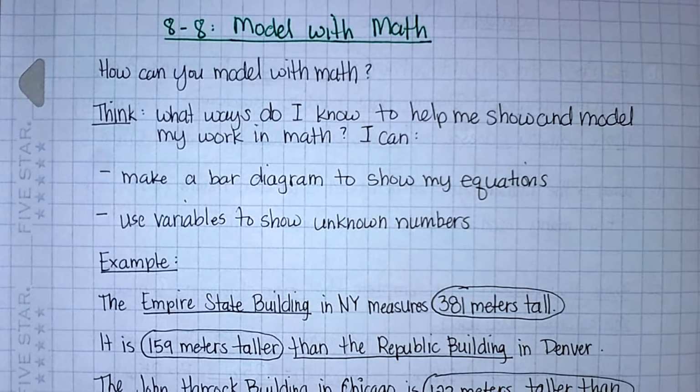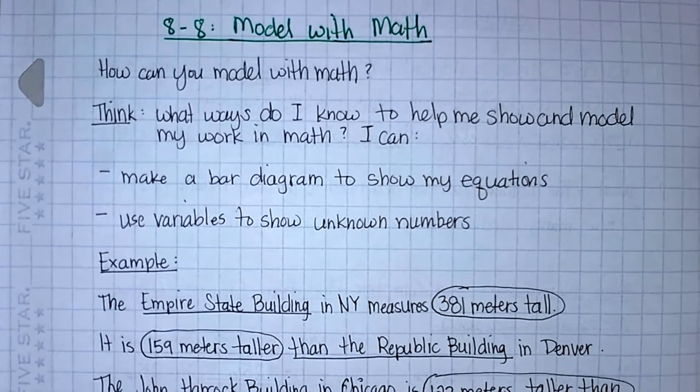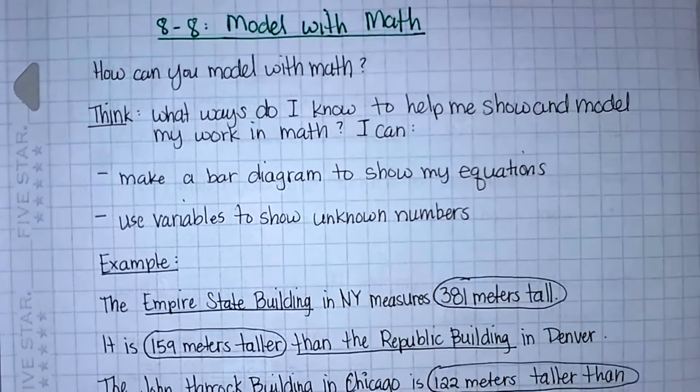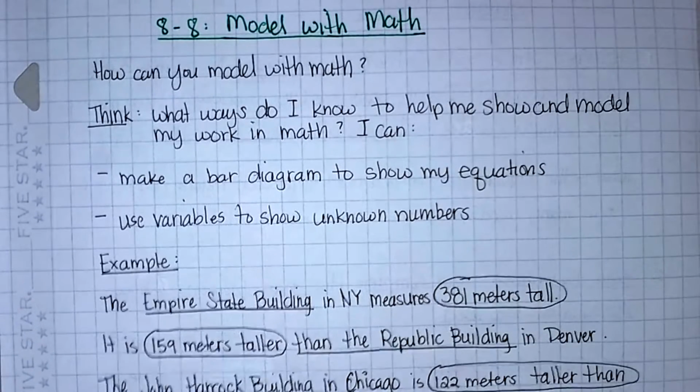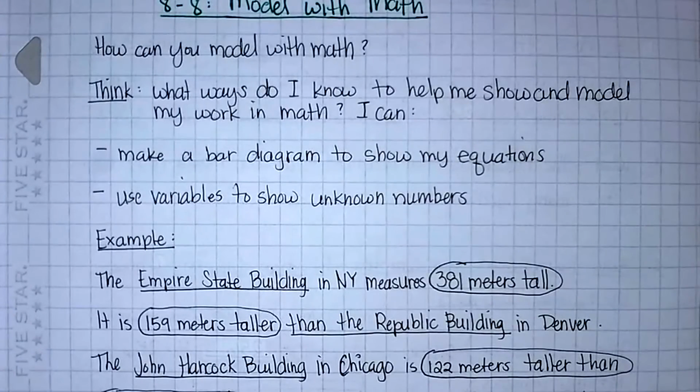So first we need to stop and think, what ways do I already know to help me solve a problem by showing and modeling my work? I know that I can make a bar diagram to show my equation. I know that I can use variables to show unknown numbers. So all of these things are important for us to use in order to help us solve our problems. So I'm going to give you an example, and this is actually one of the examples out of your work.